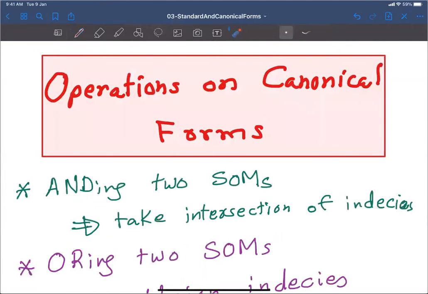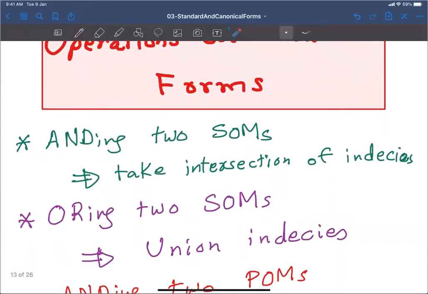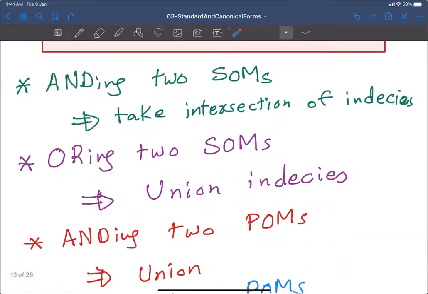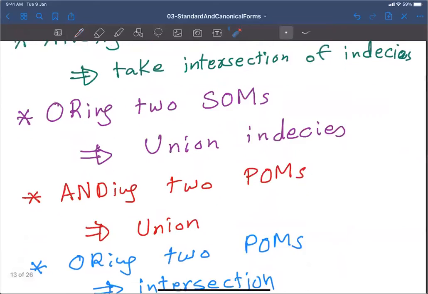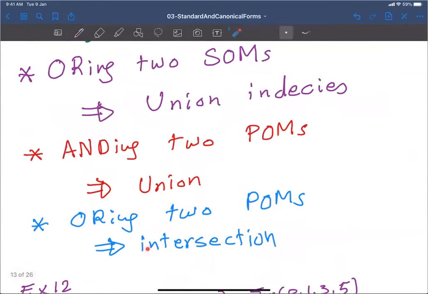Okay, now by the same concept, or by the same argument, we can show that ORing of two sum of min terms results in the union of the indices. Okay, you can show this, or you can illustrate this using a truth table as well. Okay, but we are not going to. I'm going to leave this for you to do. As well as ANDing of two product of max terms, it's going to be the union, and ORing of two product of max terms is going to be the intersection.